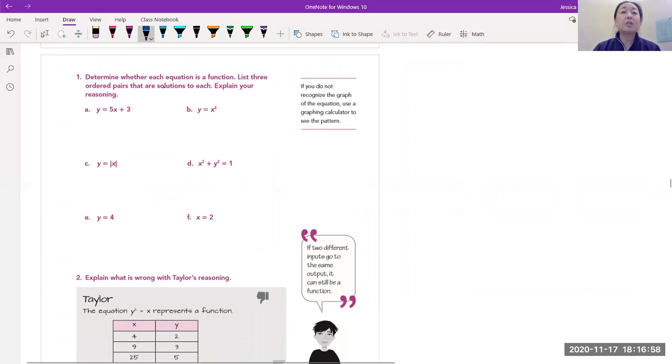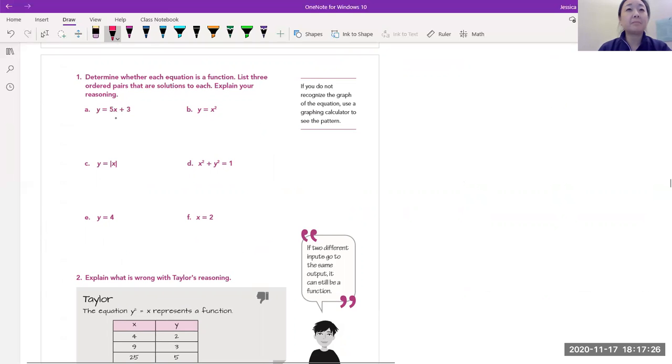Let's see here. So determine whether each equation is a function. Yep, each equation is a function. List 3 ordered pairs that are solutions to each, if you're ready for this. So literally you can just choose any x's. It doesn't really matter. But if we put in an x, will we get one result? Yeah, if we put in x, we'll get one result.